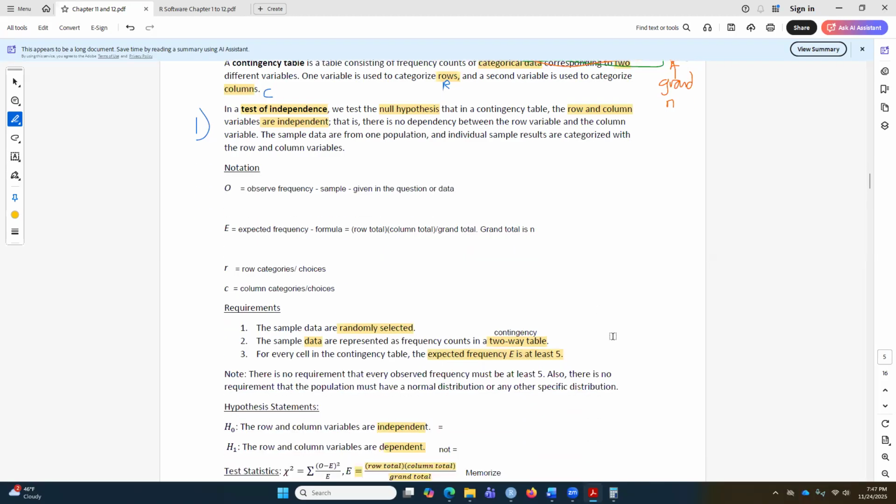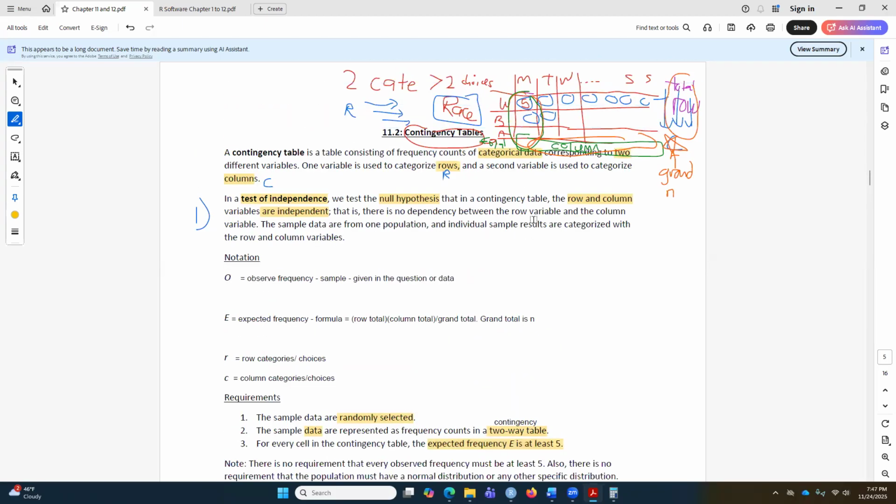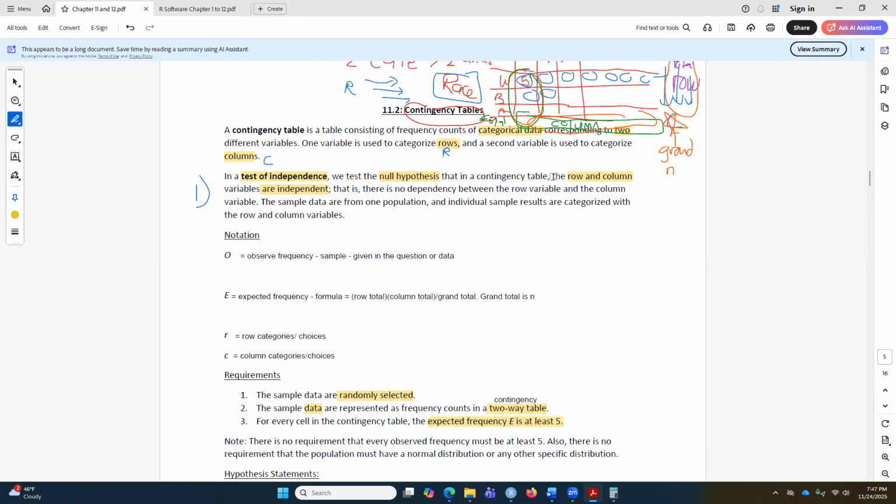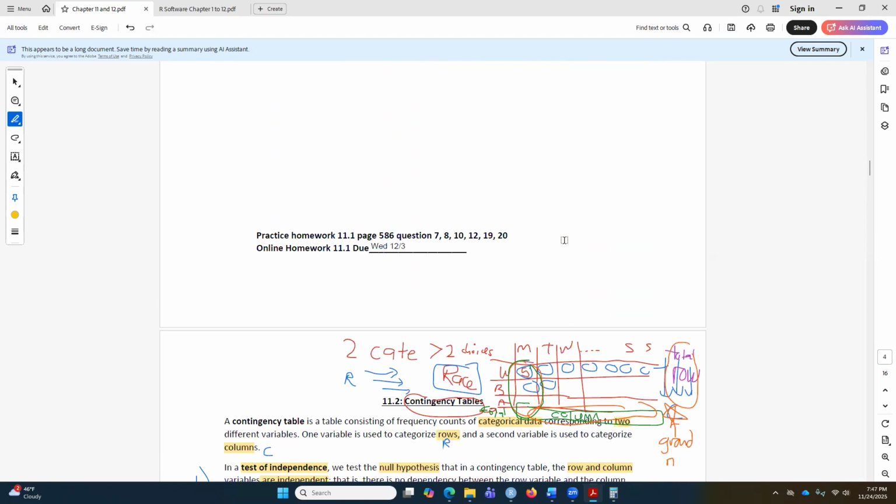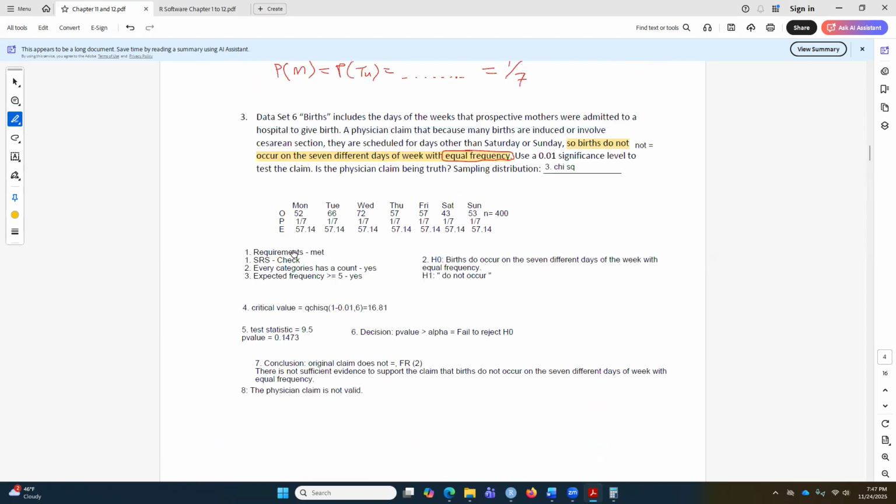So again, it's not a requirement for the observed frequency to be at least 5. The expected frequency being at least 5 doesn't mean the observed has to be at least 5. When I say expected frequency at least 5, it means the value for E has to be 5 or more. It doesn't mean that your O has to be 5 or more. There's no requirement that your observed frequency O has to be 5 or more, but there is a requirement that your E, expected frequency, has to be at least 5. So make sure you know the difference between observed and expected.